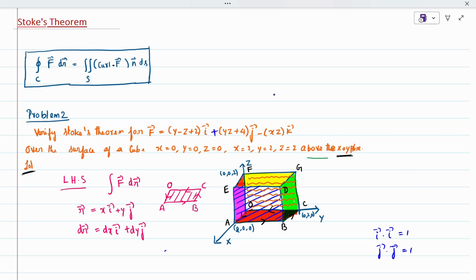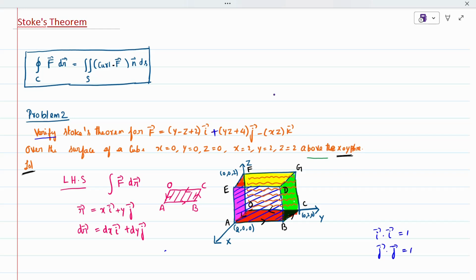So now we have to do left and right because it is mentioned verify. Verify means you have to do left and right, both answers, and cross check whether both are the same. If it is not given verify and only evaluate is given, it's our wish. We may do left or we may do right. Only one answer is enough.